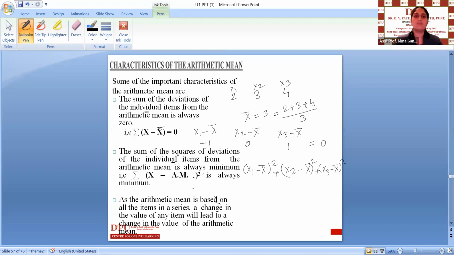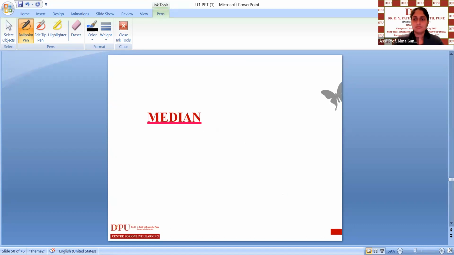The arithmetic mean is based on all the items in the series. A change in the value of any item will lead to a change in the value of the arithmetic mean. So if you change any of the values, your final answer will change. So this is all about arithmetic mean.